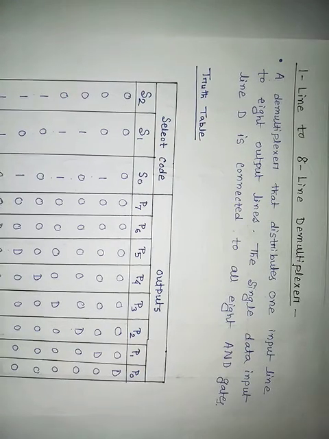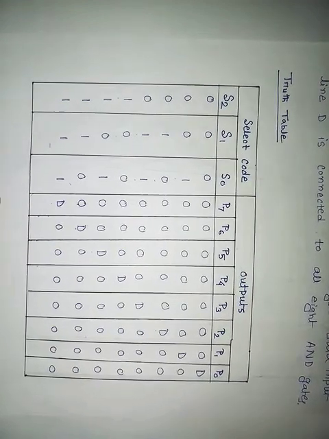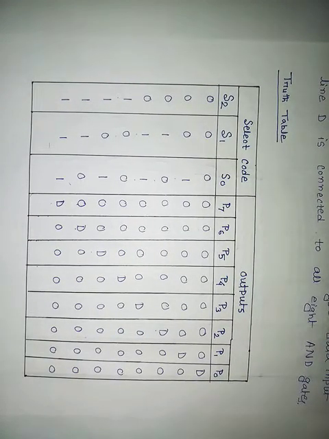Now for S2, S1, S0, we are creating a 3 input binary table: 0 0 0, 0 0 1, 0 1 0, up to 1 1 1. Now first of all, see, triple 0, its answer is 0, so P0 is indicated as the data output. 0 0 1, answer is 1, P1 is indicated. 0 1 0, P2 is indicated.